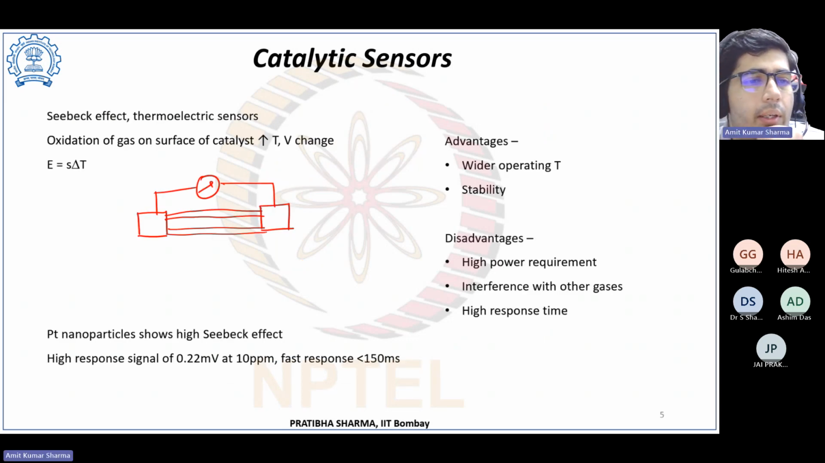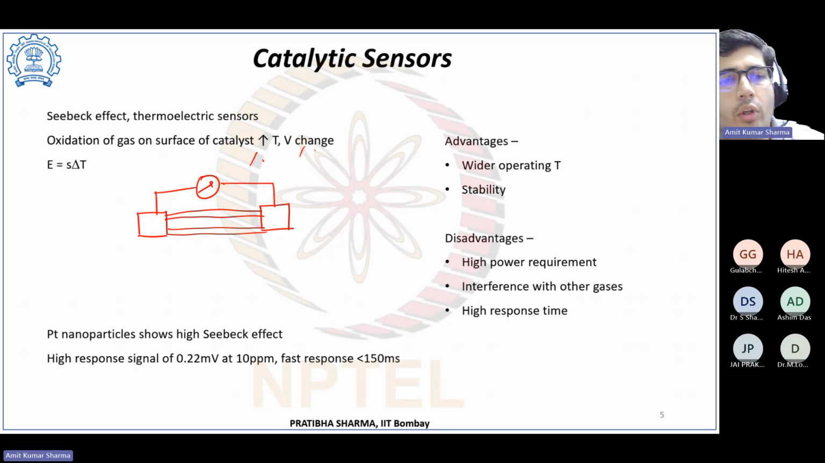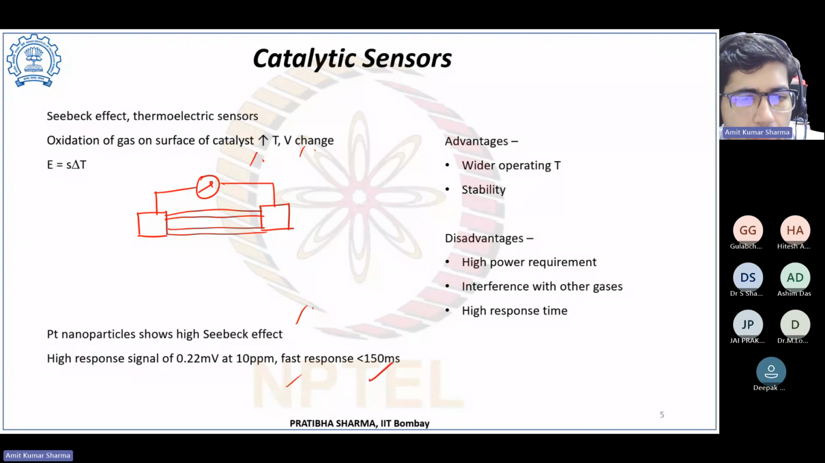We can also have a Seebeck effect type of thermoelectric sensor. Oxidation of gas on the surface of the catalyst increases temperature and volume changes. Platinum nanoparticles show a high Seebeck effect, with a high response signal of 0.22 millivolt at 10 ppm and a fast response of less than 50 millisecond, wide operating temperature, and stability. Disadvantages are high power requirement, interference with other gases, and high response time.